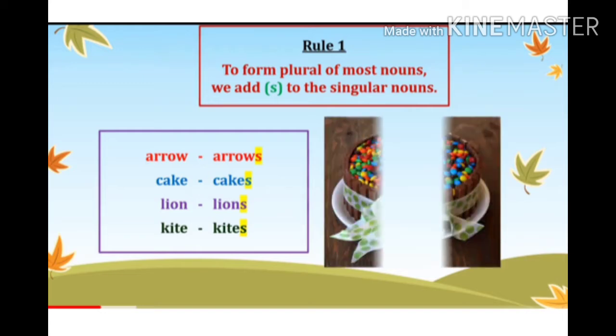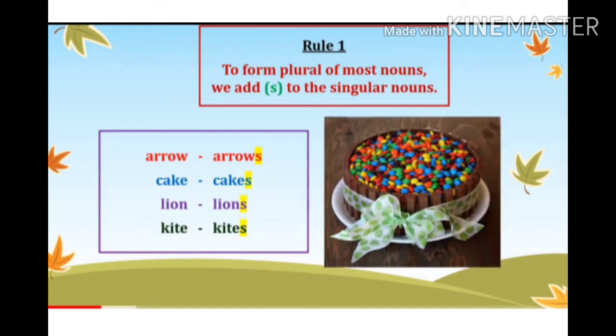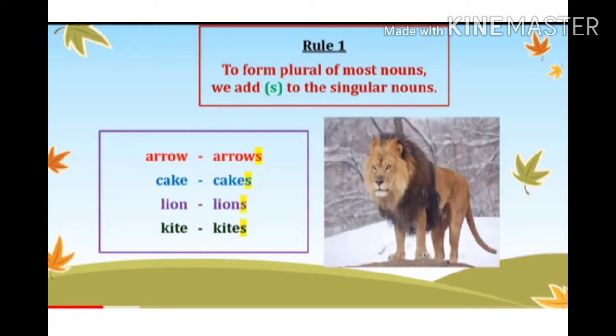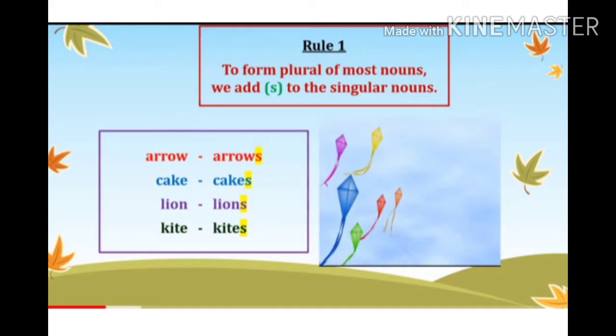Similarly, one cake is a cake and many are cakes. Just add s. One lion is a lion and many together are called lions. One kite is a kite and many are known as kites. So very simple. You just have to add one s at the end and your singular noun will become plural.